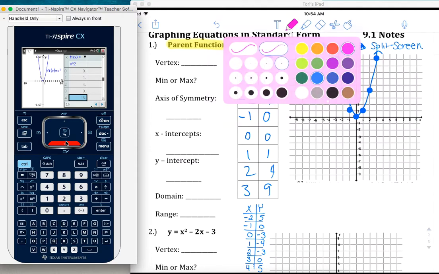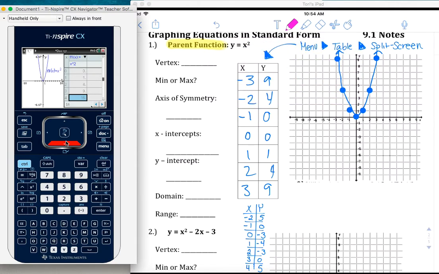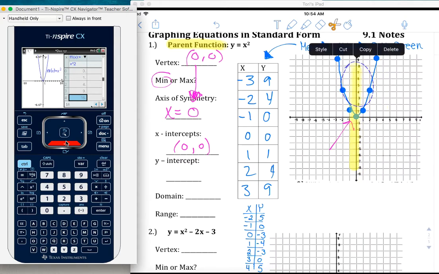All right, so once you have the graph, let's go in and fill out our points. My vertex is going to be this point down here, 0, 0. That vertex is a minimum because it's at the bottom. Axis of symmetry is an equation. It's an x equals, and we're going to steal the x right out of that vertex, so x equals 0. X-intercept is going to be where I cross the x-axis. There's only one place. That point is 0, 0. My y-intercept is going to be where I cross the y-axis. Again, only one location. Happens to be at 0, 0 again.